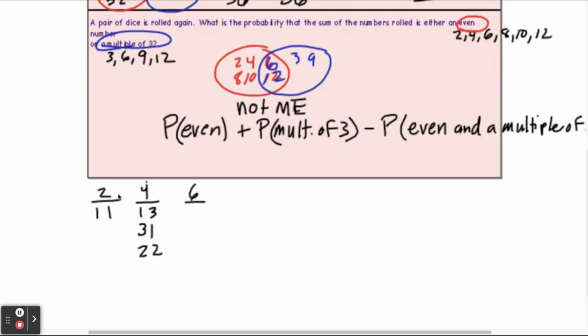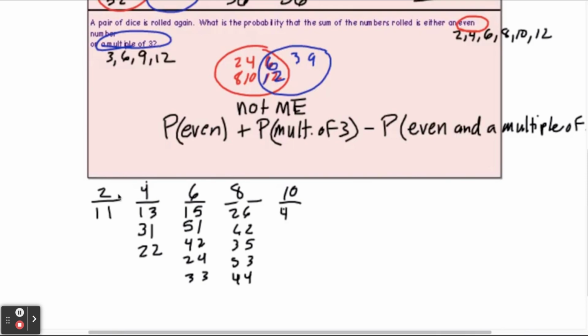All the different ways I can get a 6 would be a 1 and a 5, 5 and a 1, 4 and 2, 2 and 4, 3 and 3. 8. Oop, can't use a 1 there. 2 and 6 would be the lowest one. 2 and 6, 6 and 2, 3 and 5, 5 and 3, 4 and 4. A 10: 4, 6, 6, 4, 5, 5. And then a 12 is only a 6 and a 6. So these are all the different ways that I can get an even number.